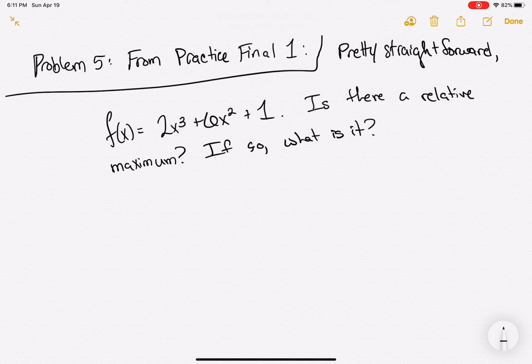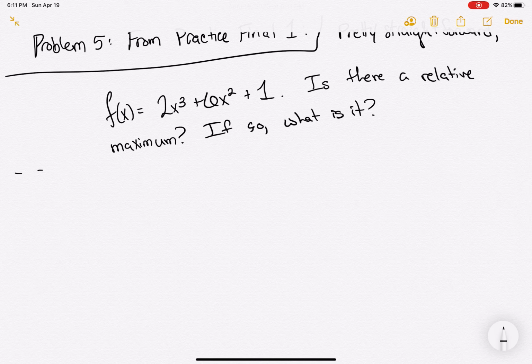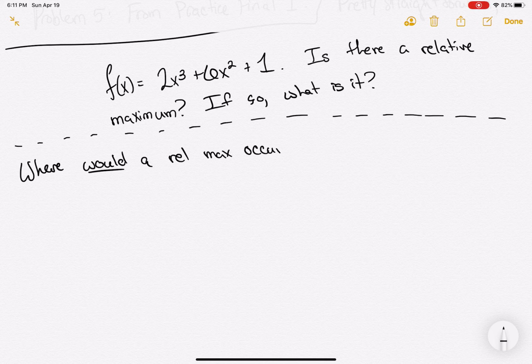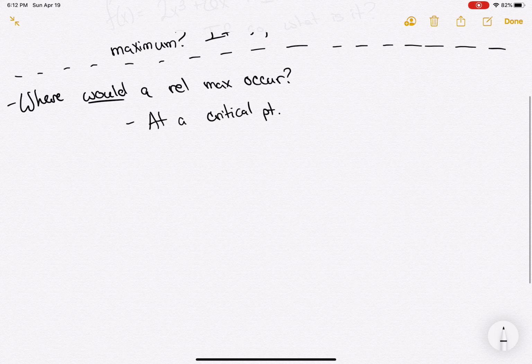All right. So this problem is basically set up the same way that a lot of your homework problems from these sections were set up. And the idea is that where would a relative max occur? And of course the answer to that is at a critical point. So that changes our objectives to find a critical point. Really, hence we want to find all the critical points.